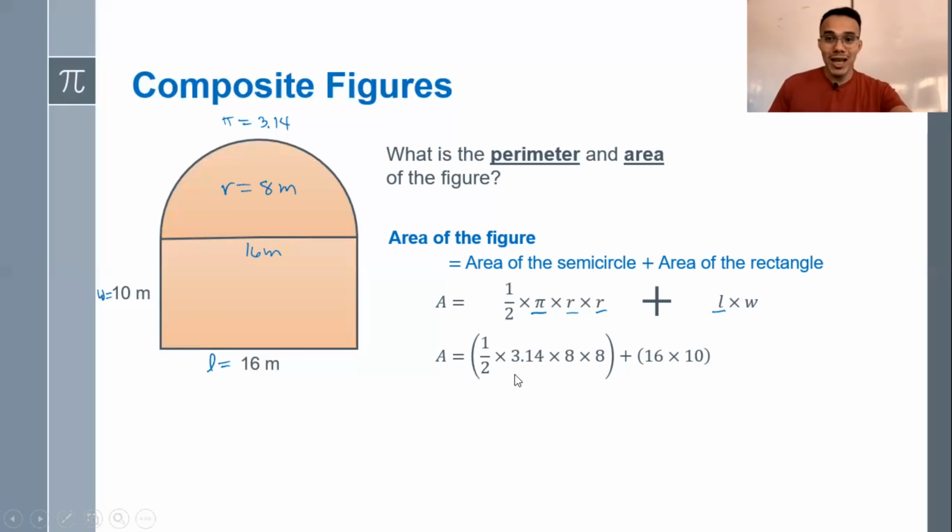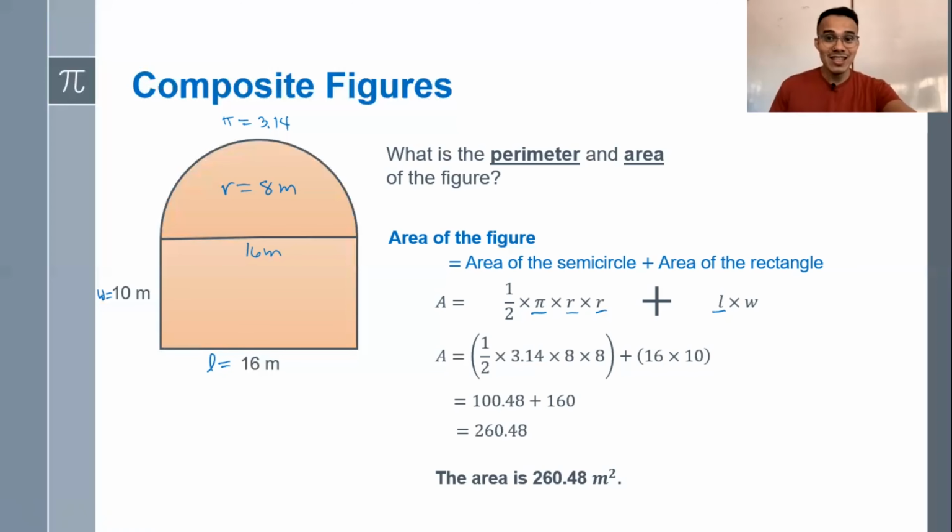So what we're going to do next, just grab your calculator and try to multiply these numbers. This will give you 100.48. And 16 times 10 is just 160. And get their sum, the answer is 260.48. What does this mean? The area of the figure is 260.48 m squared or square meters. Be careful in writing the correct unit.